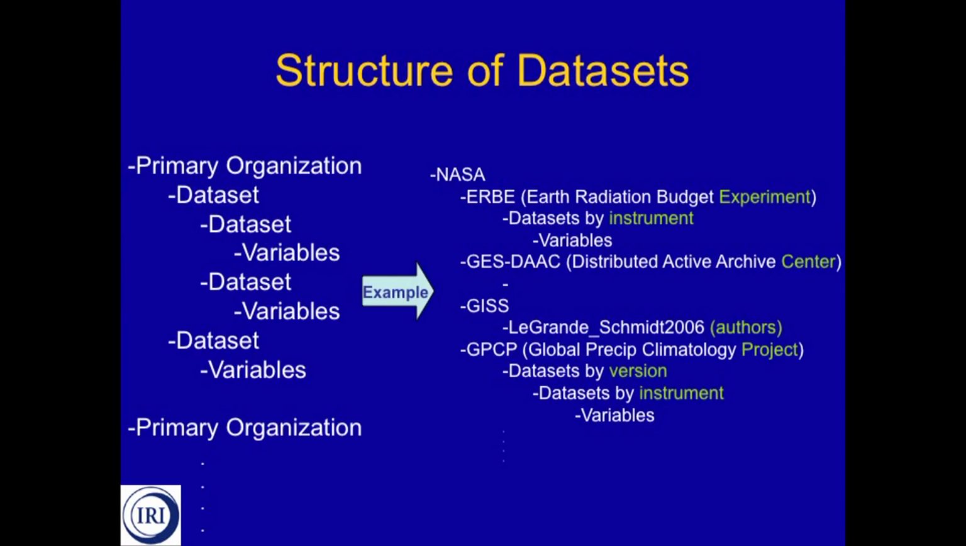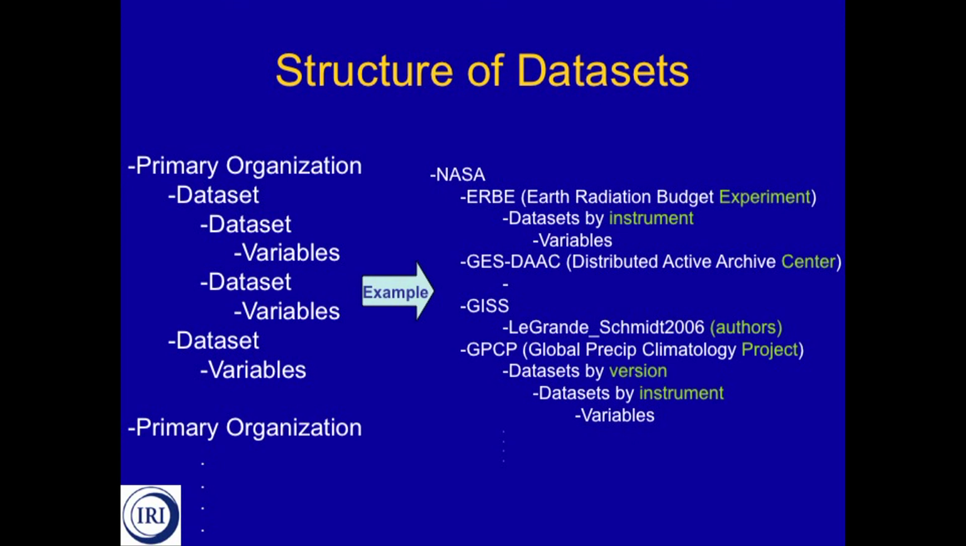And a good place to start is with how data sets are organized in the data library. And they're organized as a hierarchy. And at the top of the hierarchy are the institutions or the individuals that have provided the data found in the data library. And so in this example here, NASA would be one of these organizations. Now below that level are data sets and sub-data sets until you get down to the level of individual variables.